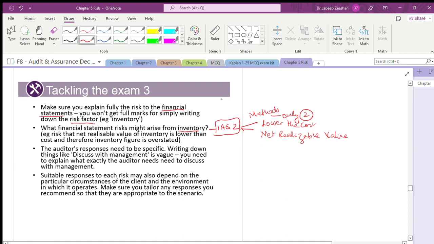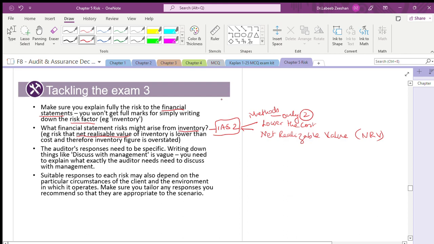Here, what financial statement risk might arise from inventory? Risk that the net realizable value, NRV, we always say it is NRV. In short terms, you can say that the NRV of inventory is lower than the cost. Means which one is the lower? Whether it is the net realizable value or the lower of cost. I will tell you slowly and steadily the moment we discuss those things. Okay? We are talking in terms of that.